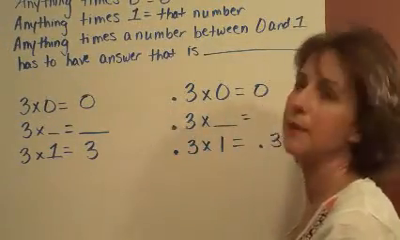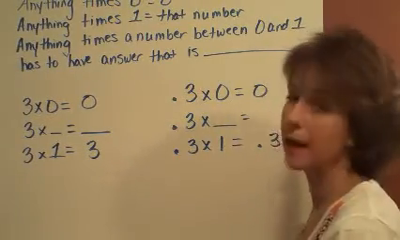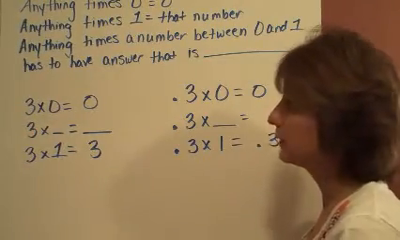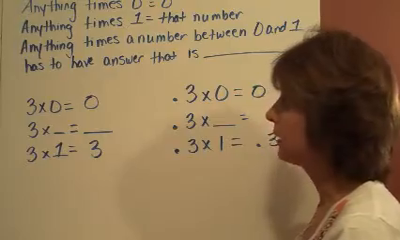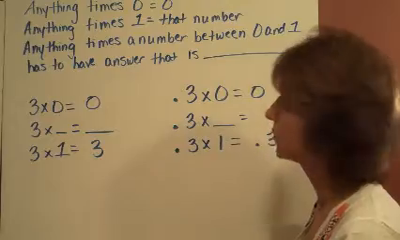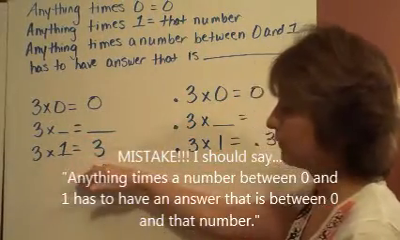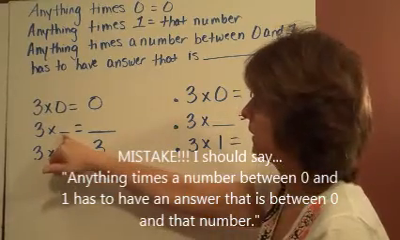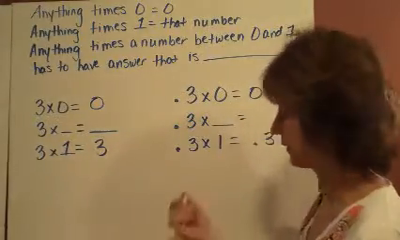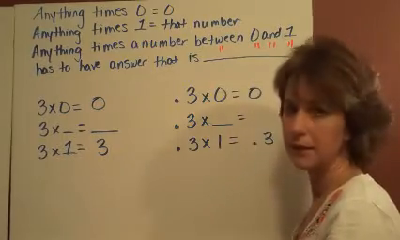This says anything times 0 is 0. We know that. Anything times 1 is that number. So anything times a number between 0 and 1 has to have an answer that is, you fill in the blank. Let's think about it one more time. Anything times 0 is 0. Anything times 1 is that number. So anything times a number between 0 and 1 has to have an answer that is between 0 and 1. Let's see if it's true.